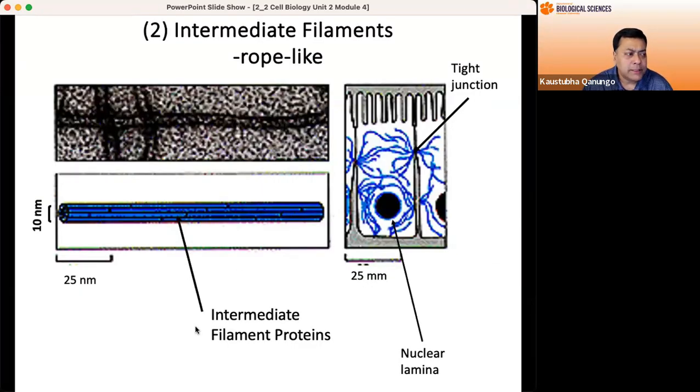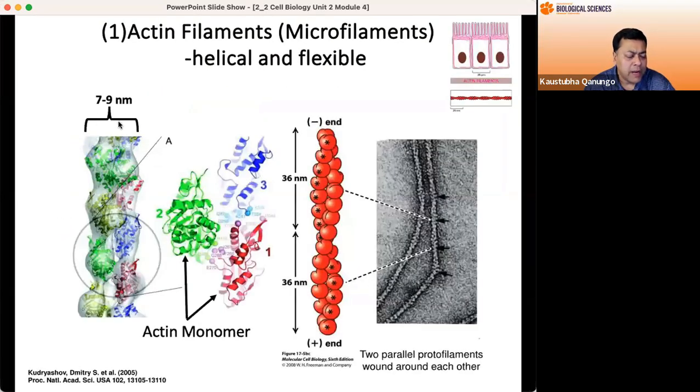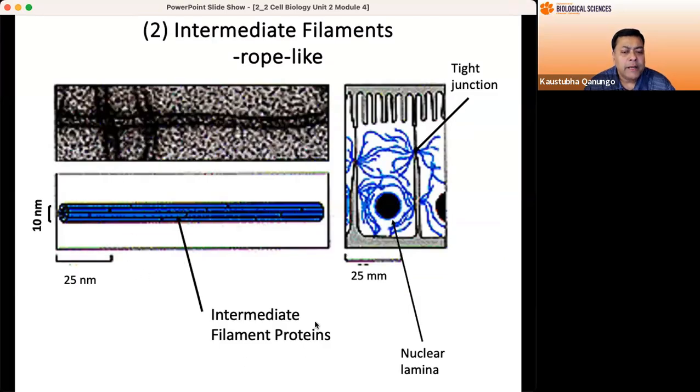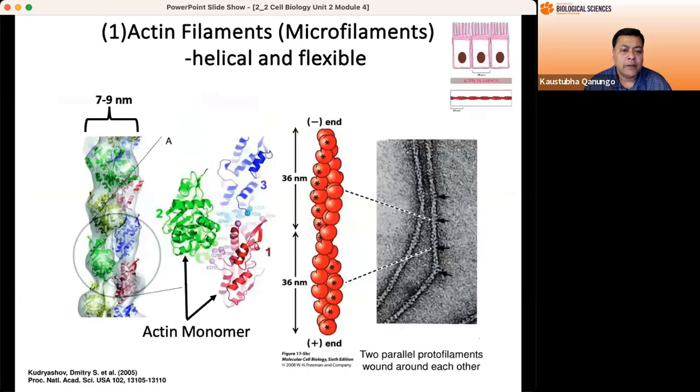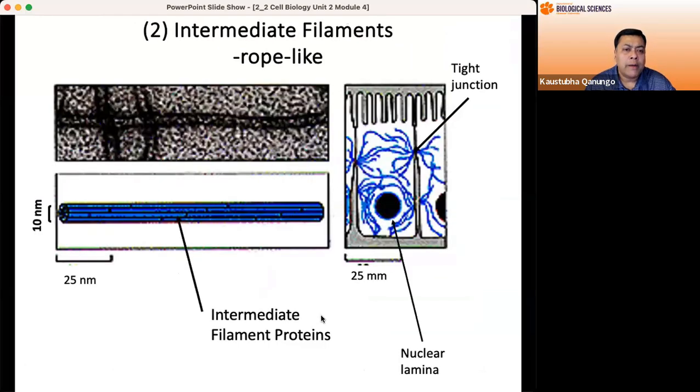So the second one, just a broad idea. This is your intermediate filament, which is 10 nanometer, whereas these are about 7 to 9 nanometer. The main thing that you take home from here is that the microfilaments are made up of a single protein, which is the globular actin monomer. This is the only protein that makes it. Whereas the intermediate filament is made up of many different proteins depending upon the tissues and the cell. There is no specific protein that makes it.